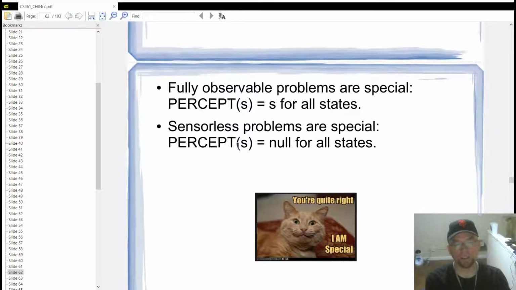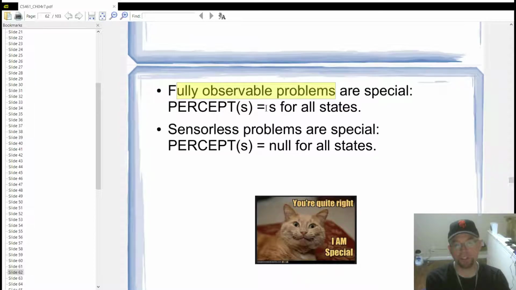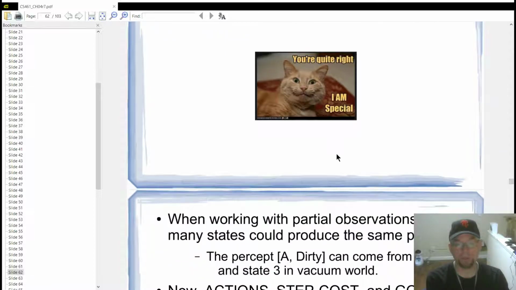A couple of details here. When you have a fully observable problem, by default, that percept function gives you one percept for a state, so you perceive your own state. You have no problem knowing what state you're actually in. Now, a sensorless problem, where you can't sense anything, where you're operating blind like we just described, if you feed S to that percept function, you get back nothing. You perceive nothing. So in a fully observable problem, the percept is just the state itself. But if you can't perceive anything, then it's null. You don't know anything.